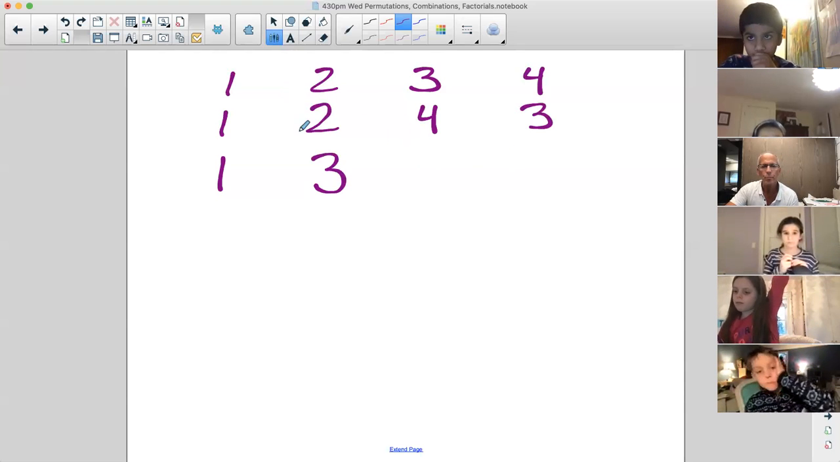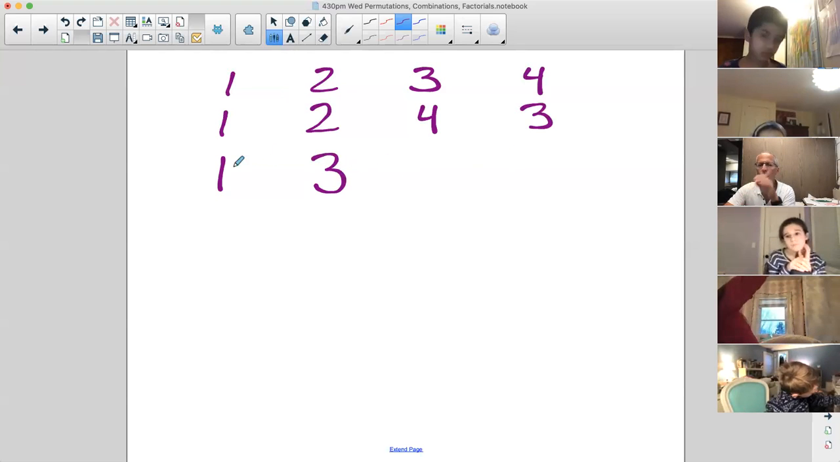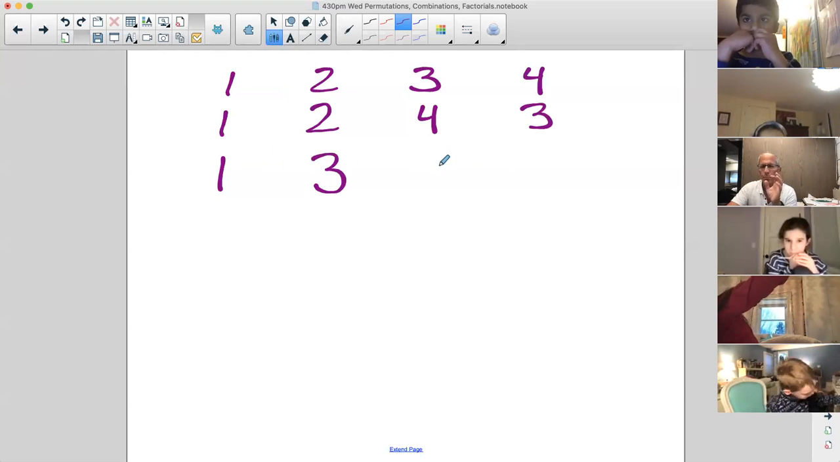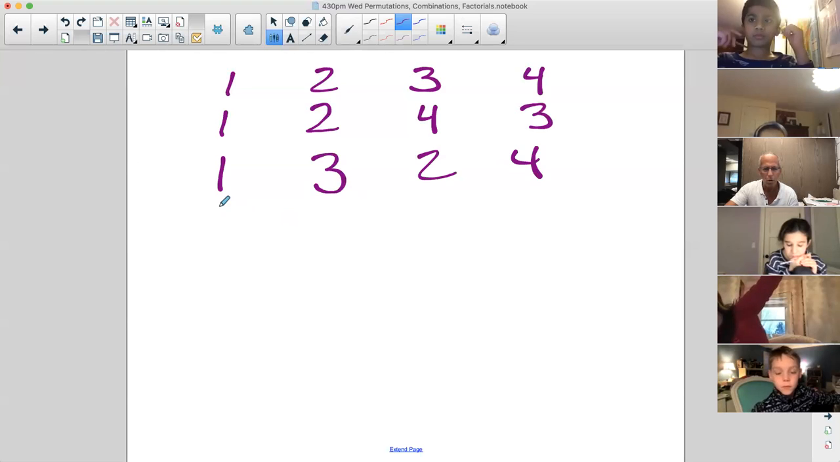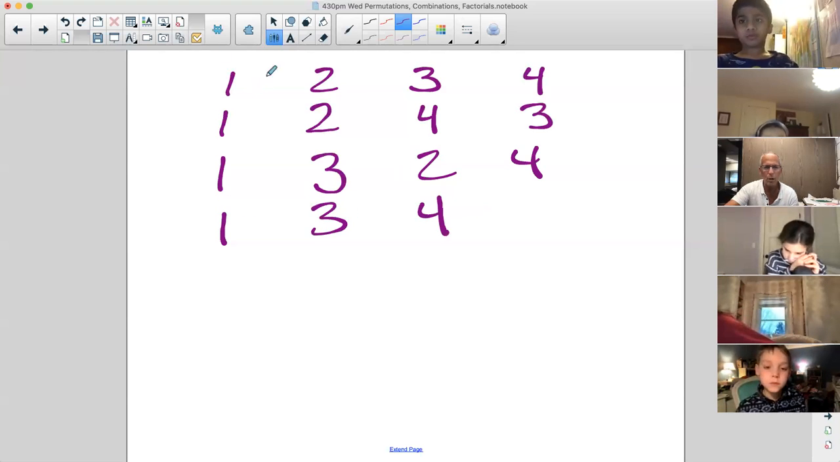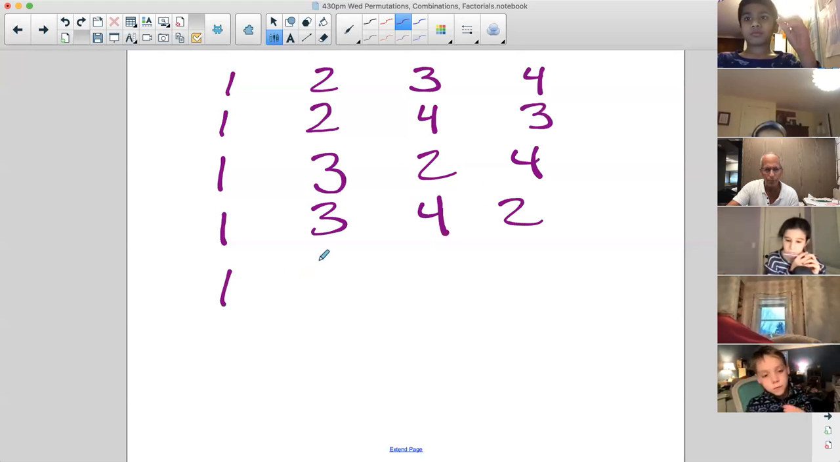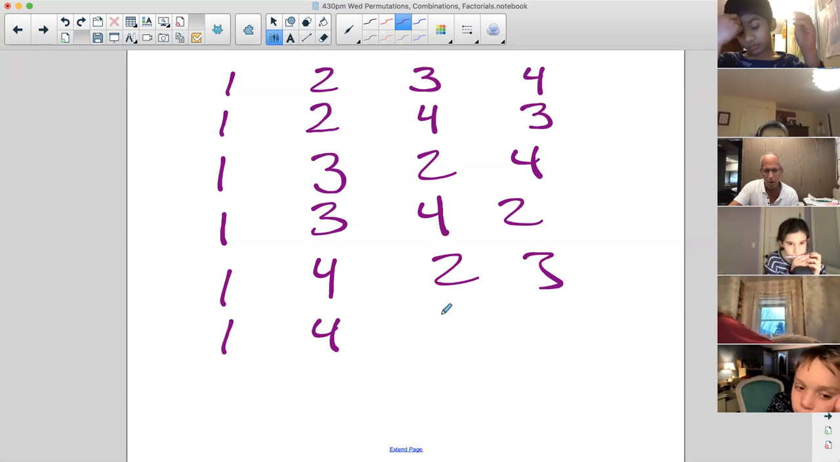1, 2, 3, 4. 1, 2, 4, 3. 1, 3, 2, 4. 1, 3, 4, 2. 1, 4, 2, 3. 1, 4, 3, 2. I did say fast, and you are fast, but let's go slower so everybody can hear it.